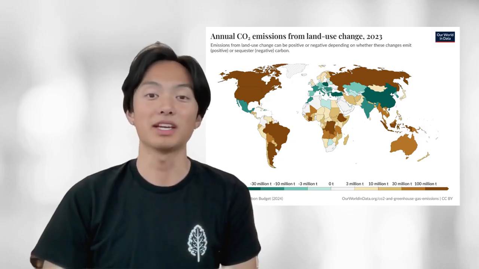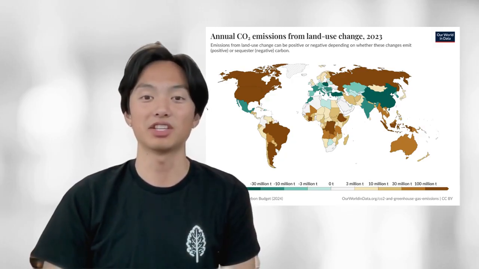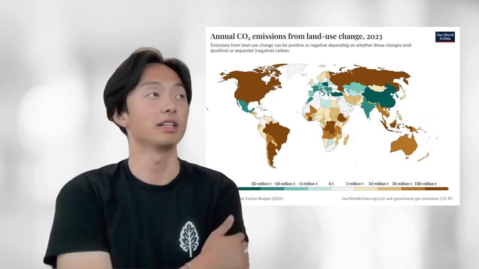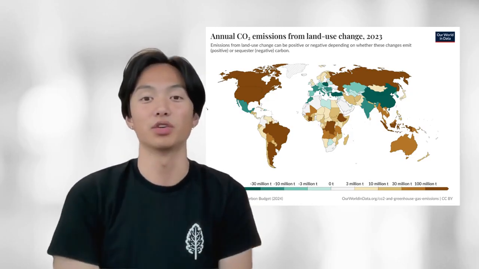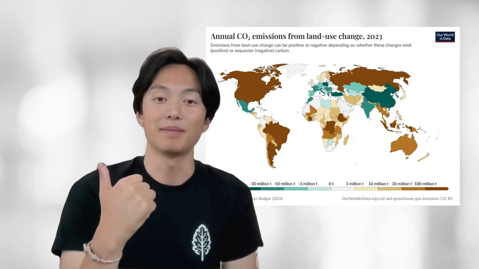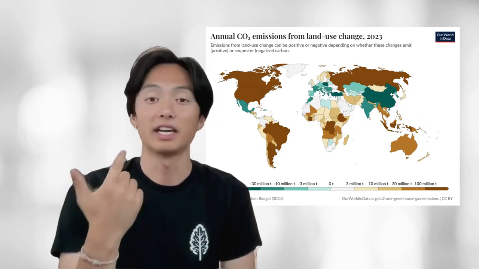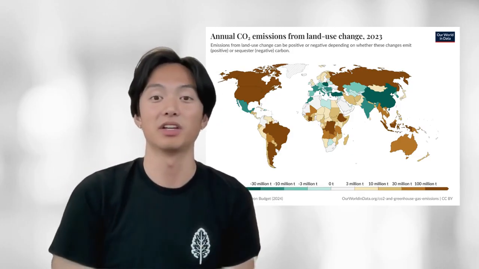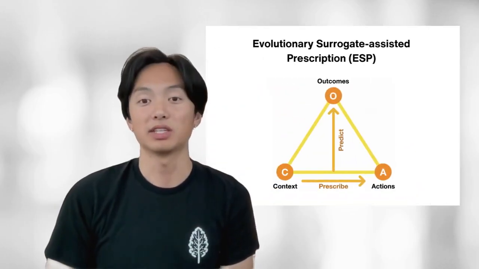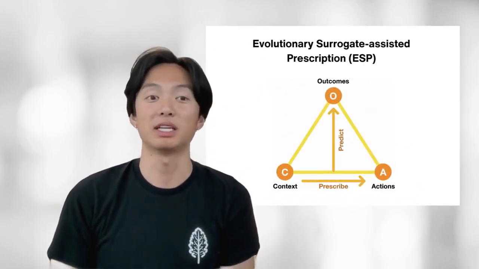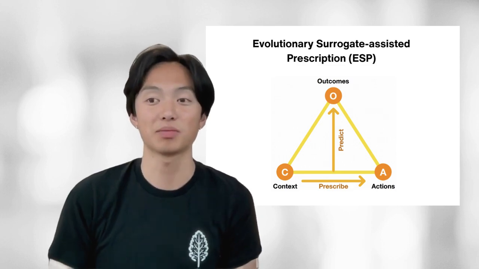So what we can do about that is we can create a decisioning system that helps us automatically determine policies for land use change in order to, one, minimize emissions, and two, minimize the cost associated with that change. We can do this with our approach called ESP, Evolutionary Surrogate-assisted Prescription.